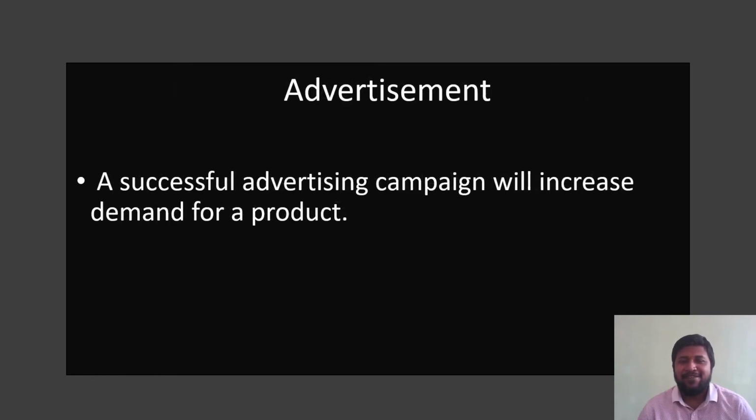Here we have a weapon of most of the businesses, the advertisement. A successful advertising campaign will increase the demand for a product. For example, it may bring the product to the notice of some consumers when the advertisement is done. If there are people who are unaware of the product, it tends to increase the awareness regarding the product, and it may encourage some existing consumers to buy more quantities of that product.